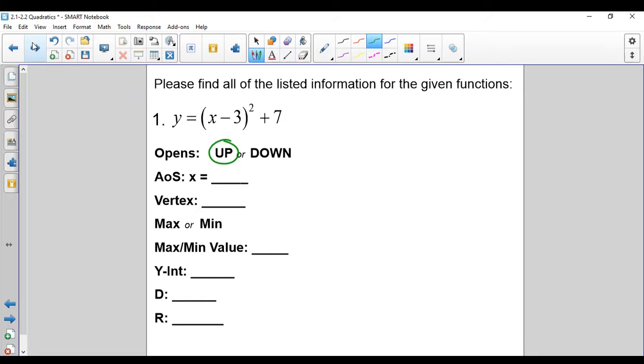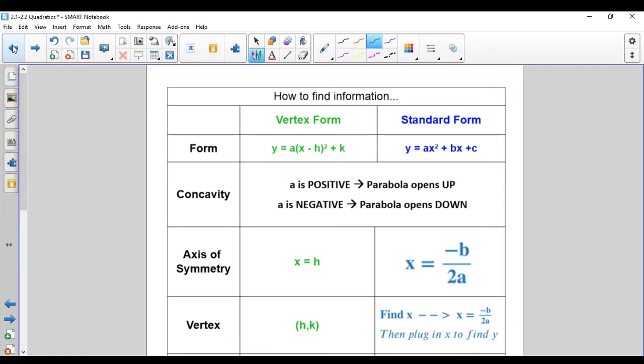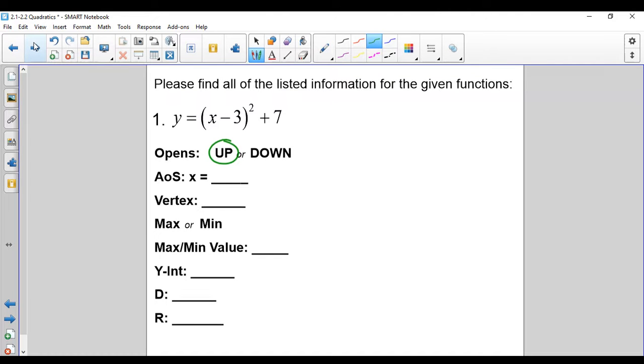All right. Axis of symmetry and vertex come from vertex form. We're in vertex form right now. It's the H and K. H is the axis of symmetry. HK combo is the vertex. So our H value is 3. So that is x equals 3 for the axis of symmetry. Your K value is 7. So your vertex happens to be (3, 7).